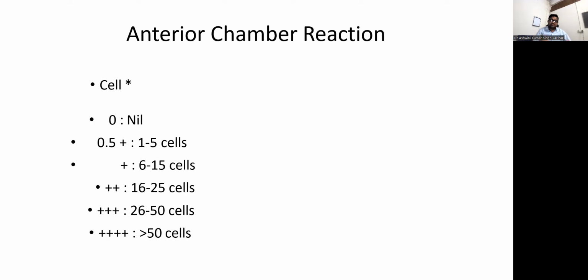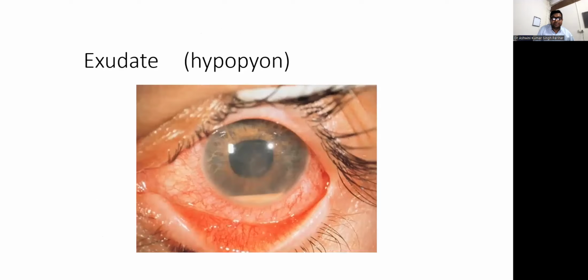Based on this grading of the cells and flare, we will grade the uveitis. So this much I think everyone has understood. Now we'll move on to the upcoming slides.